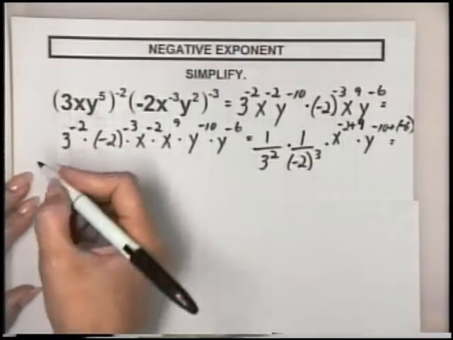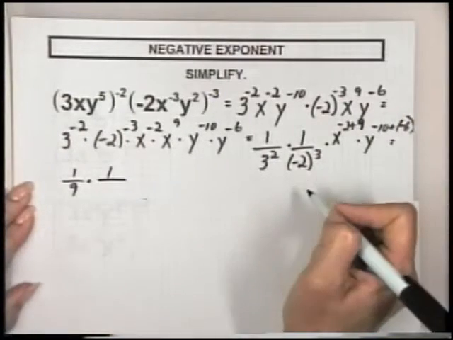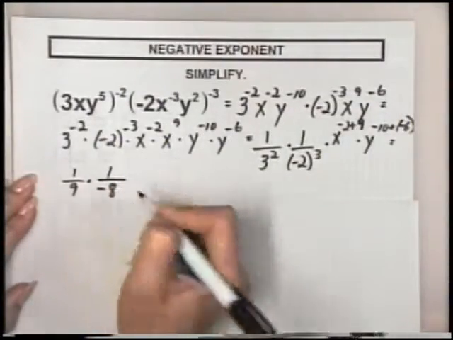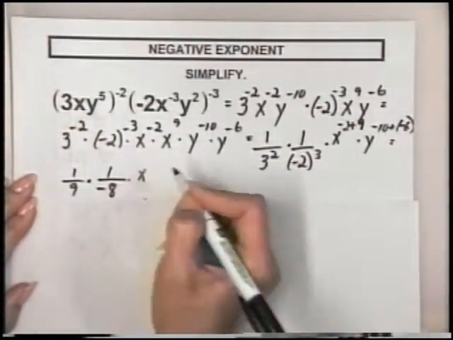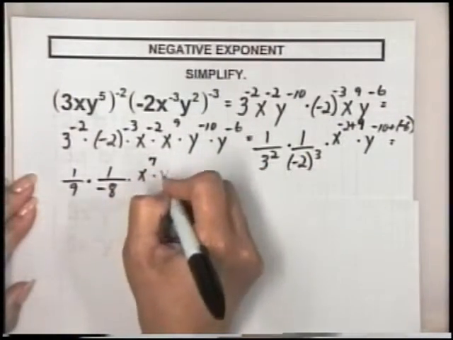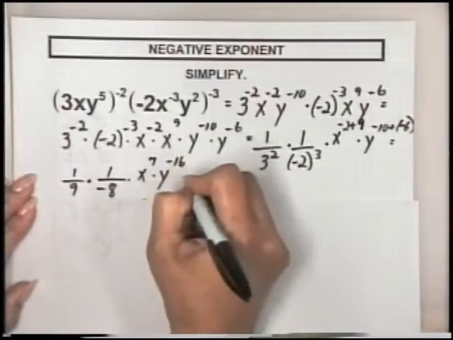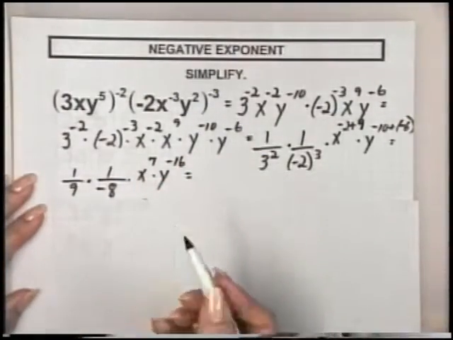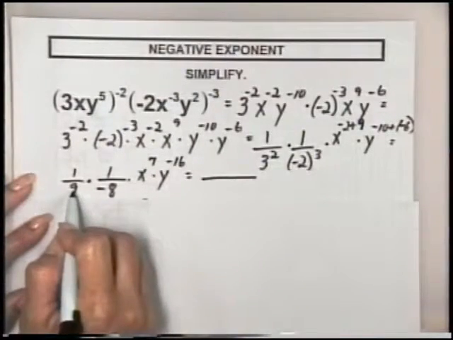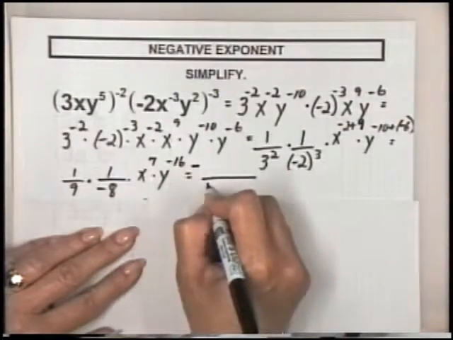Now, let's see. On the 1 over 3 squared, that would be 1 over 9, times 1 over negative 2 cubed, which would be negative 2 times negative 2 is a positive 4, times negative 2 would give me a negative 8, times my x to the negative 2 plus 9 would give me a 7, times my y to the negative 10 plus a negative 6 would be negative 16. Now, in the denominator, I have 9 times a negative 8, which is a negative 72.